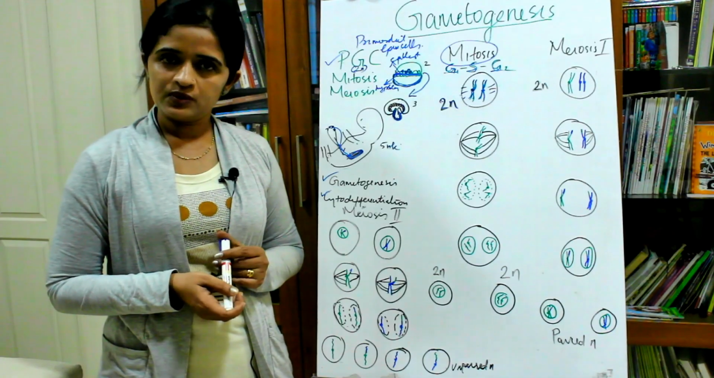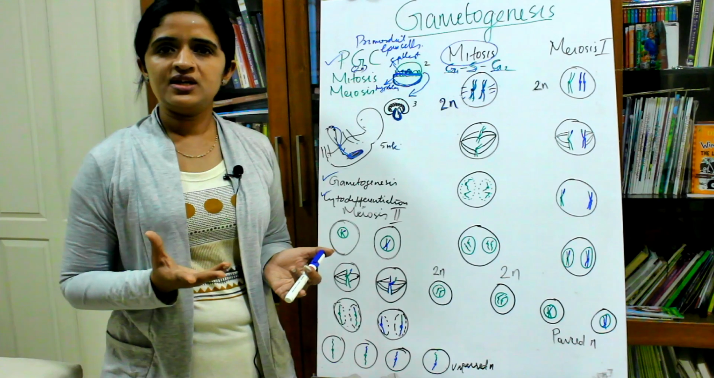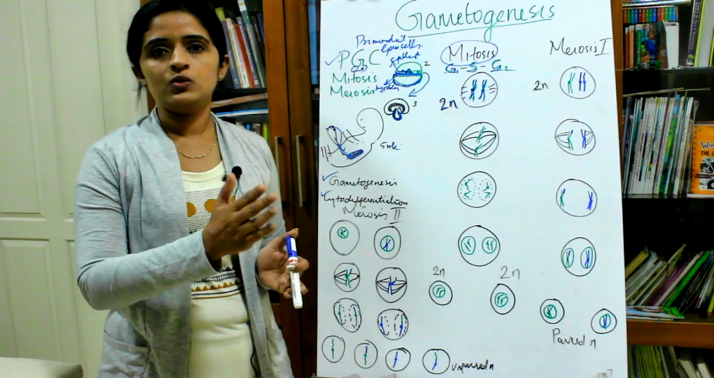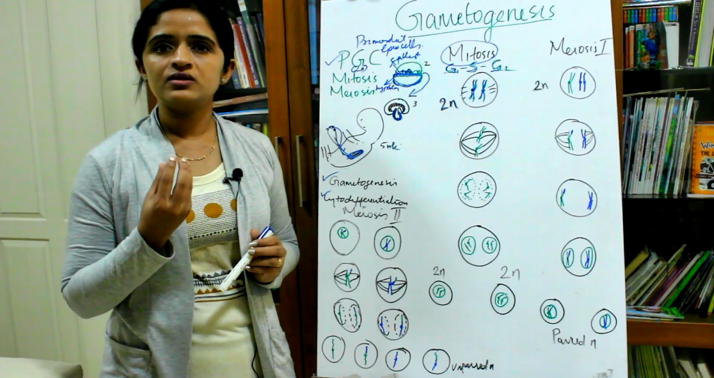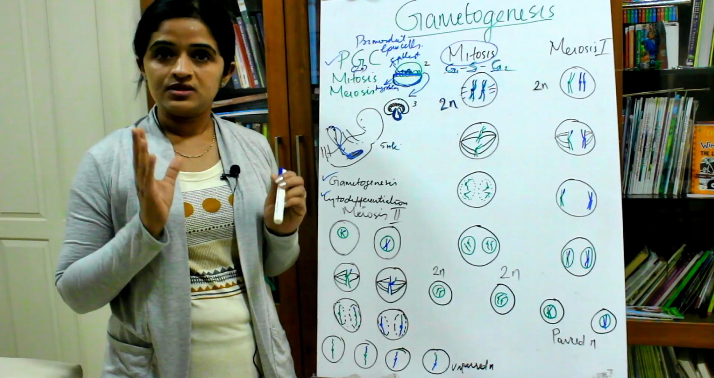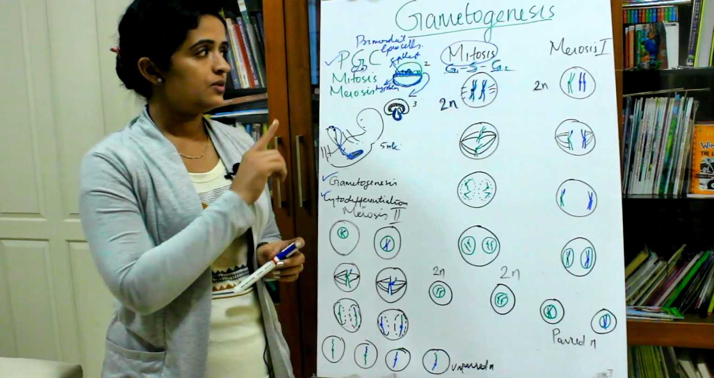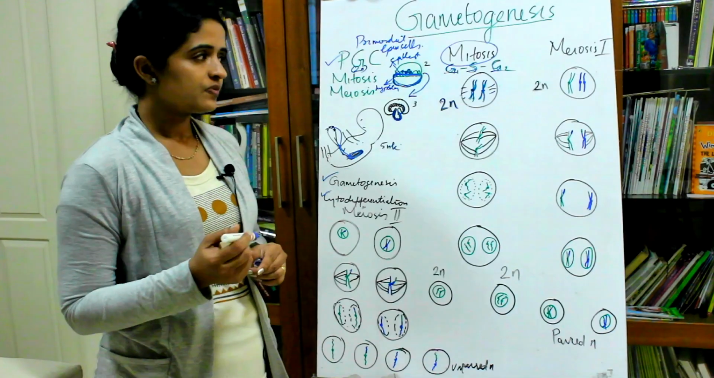So mitosis is a process by which the maternal cell duplicates itself and equally divides the number of chromosomes to its daughter cells. If you take a daughter cell and a maternal cell, both will have the same number of chromosomes. That's the peculiarity of mitotic division. So let's see what is happening.